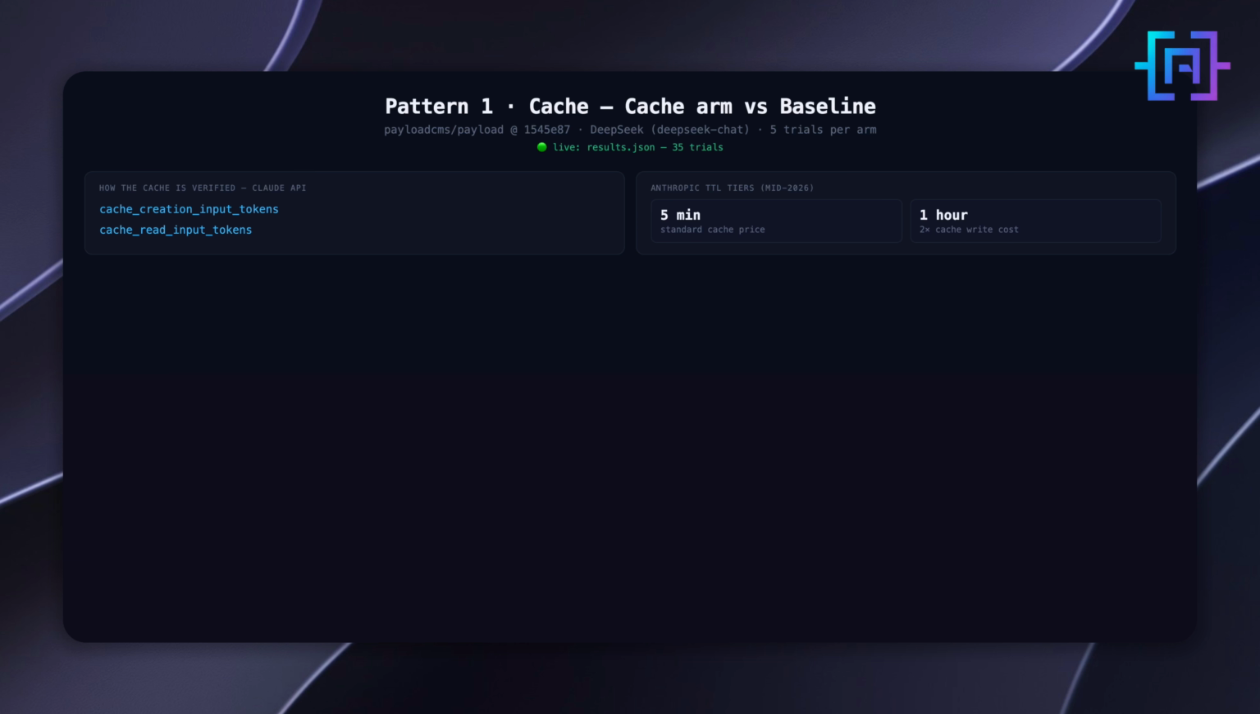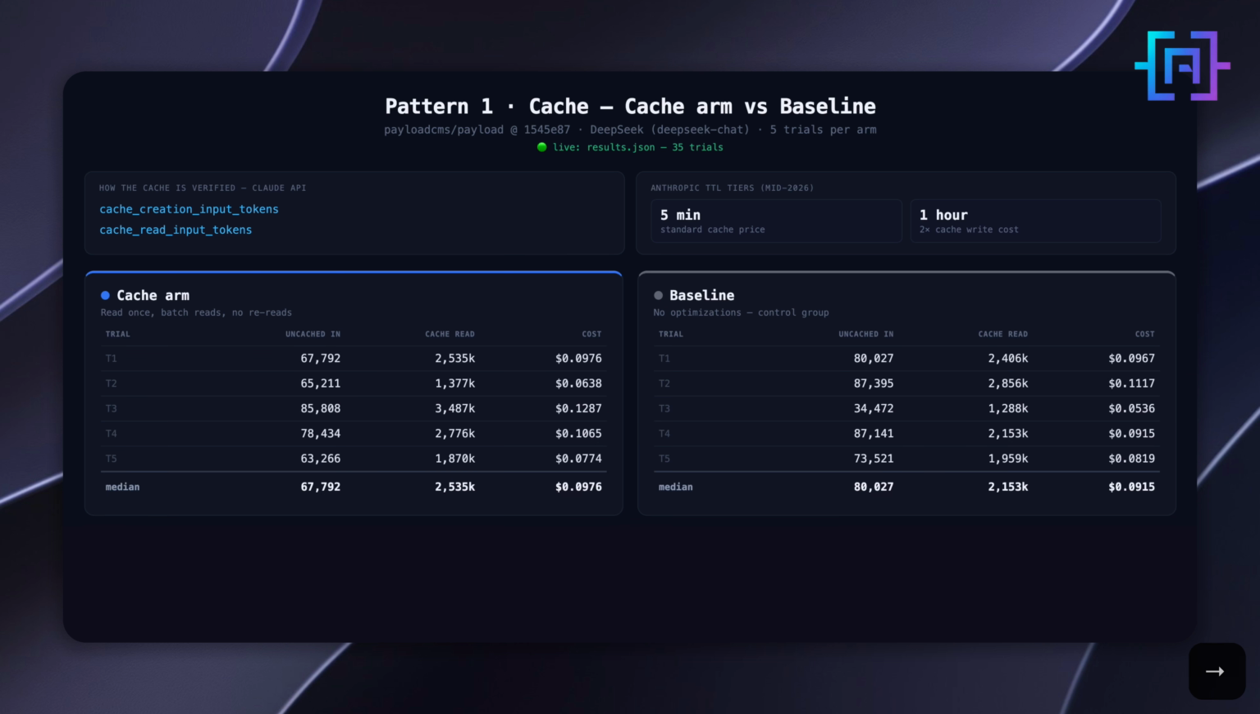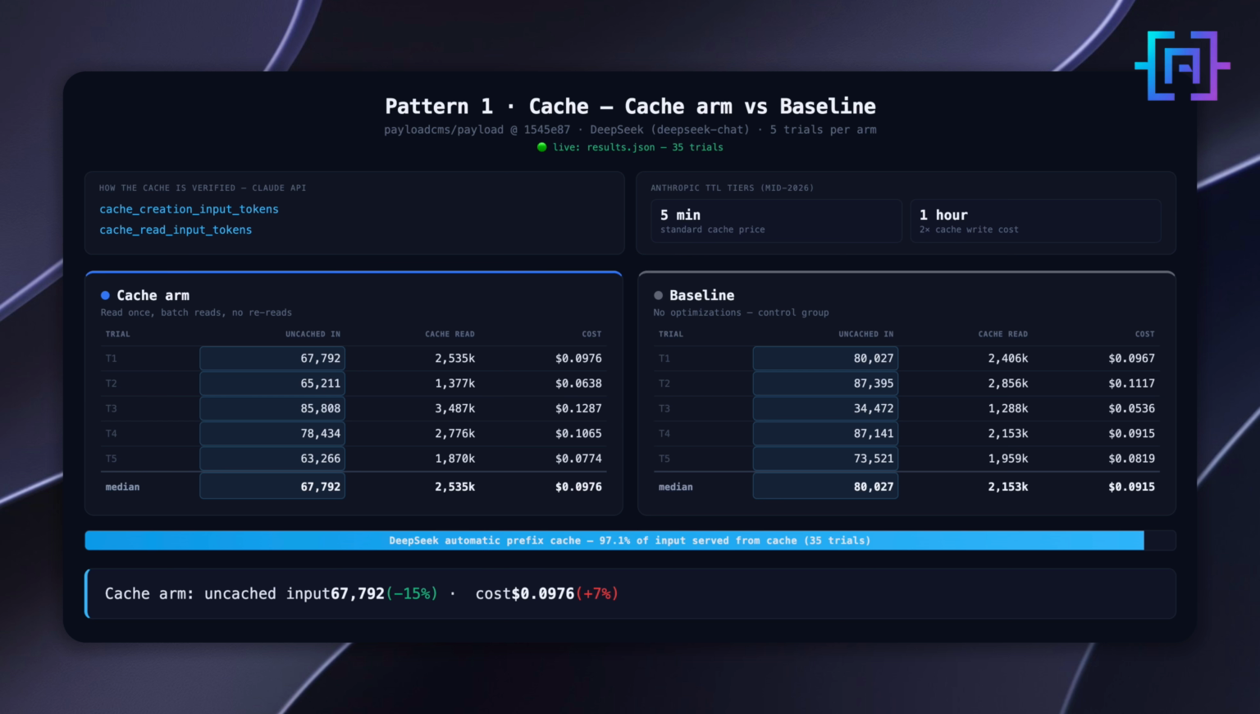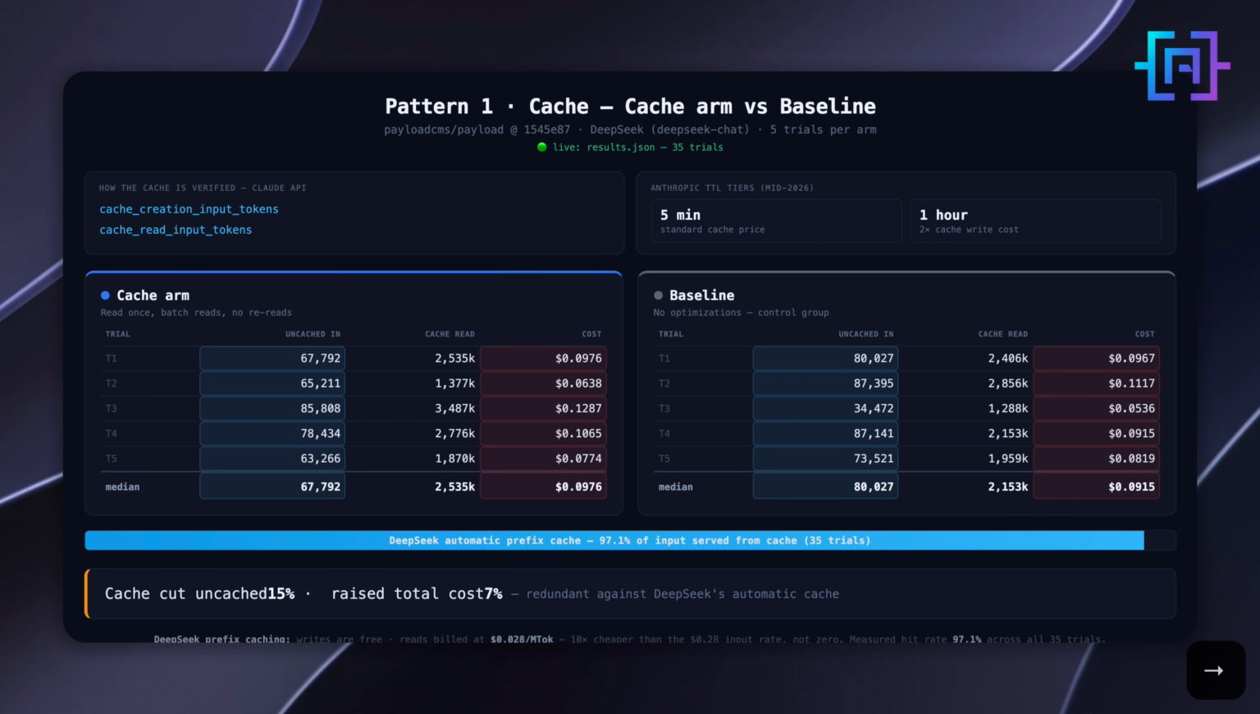On the Claude API, the cache is verified through cache creation input tokens and cache read input tokens. As of mid-2026, Anthropic offers 2 TTL tiers, 5 minutes at standard cache pricing and 1 hour at 2 times the cache write cost. On DeepSeek, automatic prefix caching runs at 97% plus hit rates and is free. Our manual cache arm was largely redundant against it.